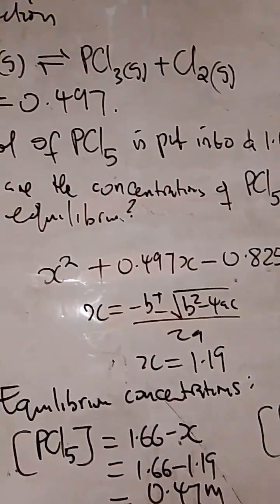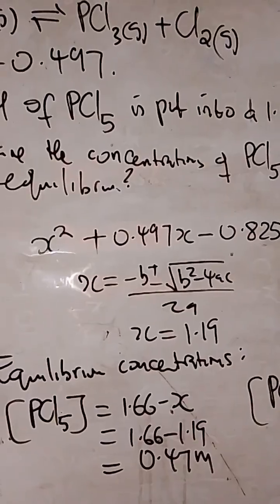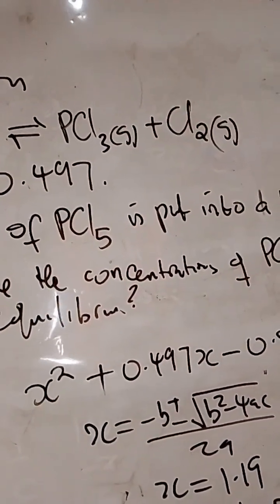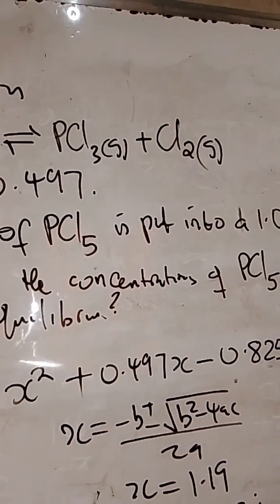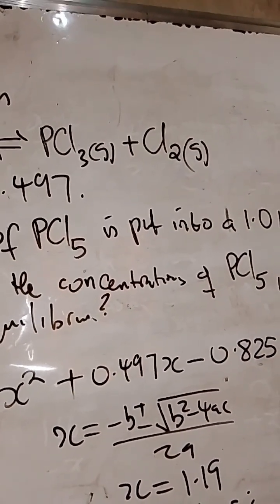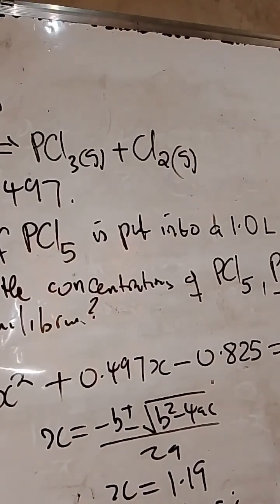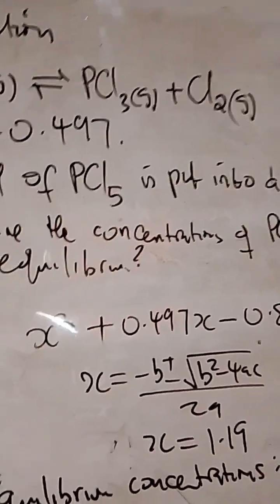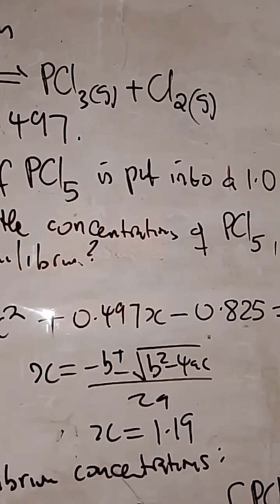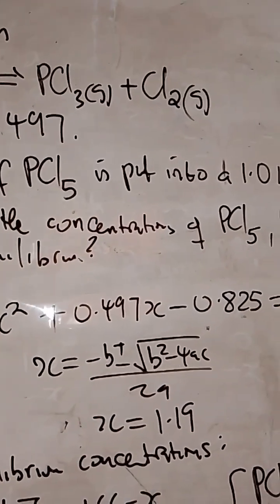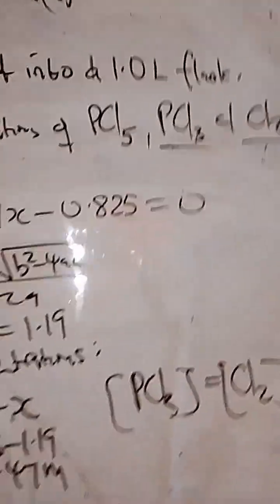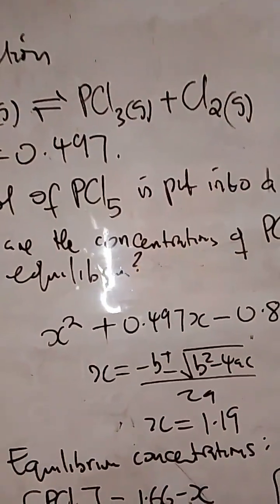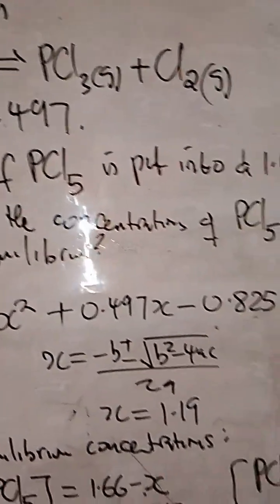So that is how we can solve problems involving quadratic equations. Sometimes it's not always that we will be given concentration in molar. In an ICE table we can also use partial pressures. The way you solve is the same, whether it's concentration or partial pressures. The calculations are similar.